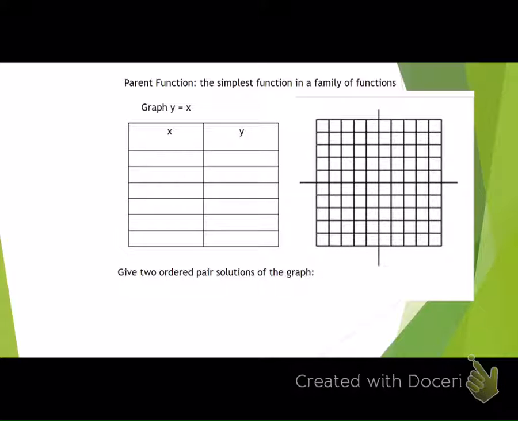The parent itself is the most stripped down one, though. If you notice here that this is the parent of a linear function, it's just y equals x, you'll notice that there's no number in front of the x, which means your slope is 1, and there's nothing added to the end of it, which means that your y-intercept is at the 0 there.